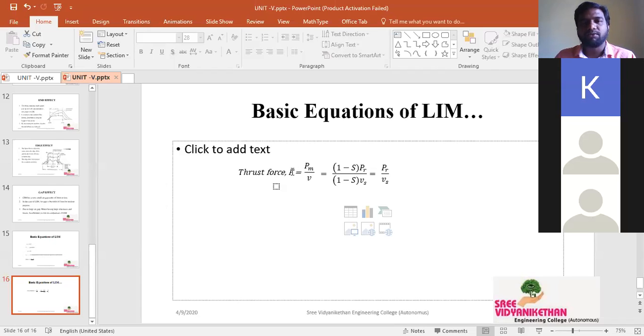So F is equal to Pm divided by V, where Pm is the mechanical power developed. Here the mechanical power, since it is an induction motor, it will have some slip value. So the power developed in the rotor is nothing but (1 minus S) into PR. Similarly, the velocity in the rotor is (1 minus S) into Vs. So 1 minus S, 1 minus S get cancelled. So the thrust force base equation is the rotor power divided by the synchronous velocity of the linear induction motor. Now we are going to see the thrust force much deeper with the derivation.